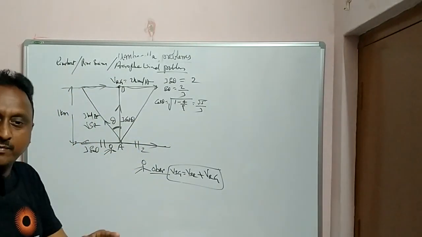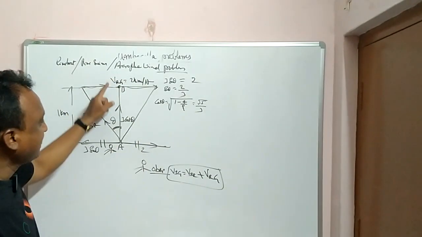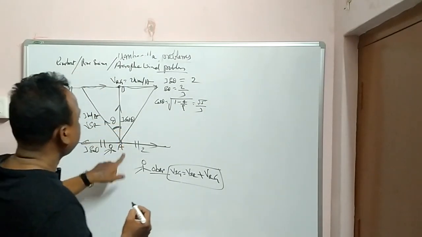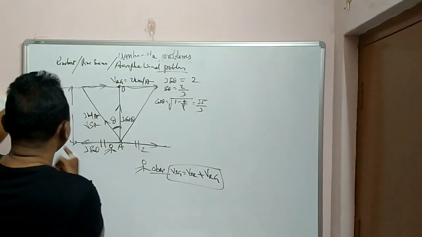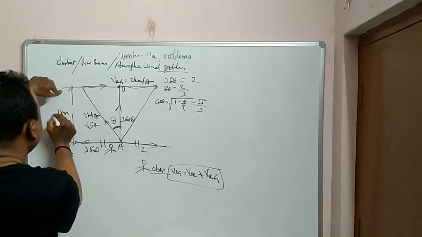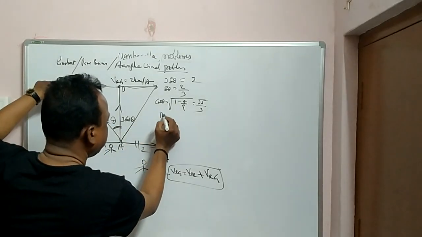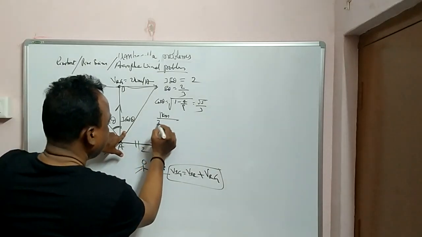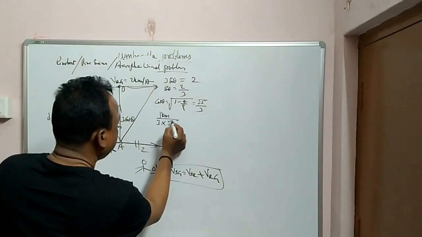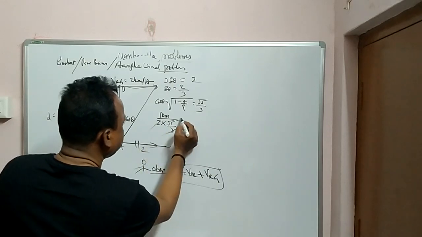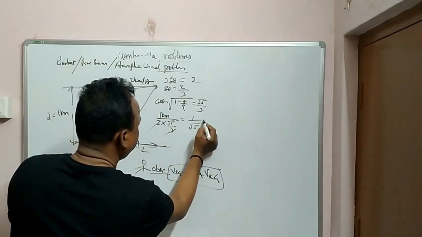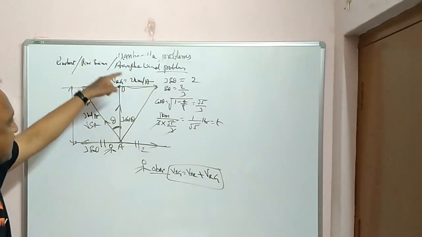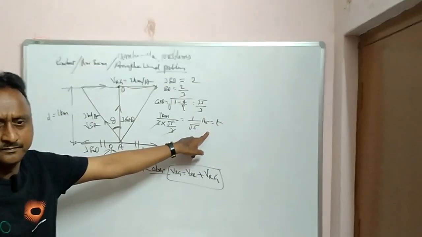Now what is the time taken by the swimmer to reach the other side? Take the perpendicular speed and you will get the value. Time is distance by speed. What is the distance? 1 kilometer, the width of the river. Distance by vertical speed, that means 1 kilometer by 3 cos theta. What is cos theta? Root 5 by 3. The 3 gets cancelled. That is 1 by root 5 hours. So the time at which the person will reach the opposite side is 1 by root 5 hours.